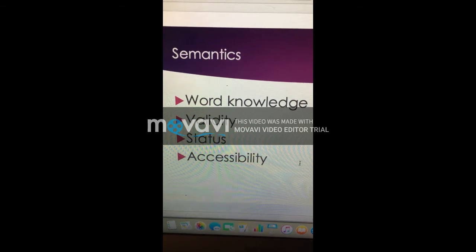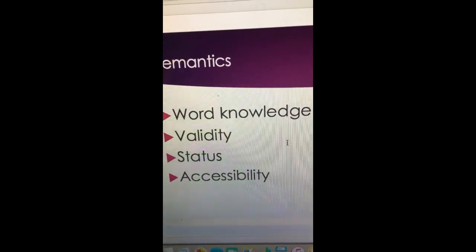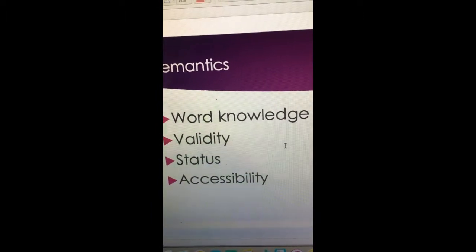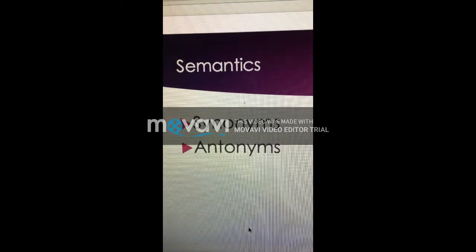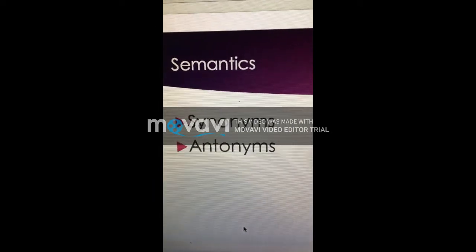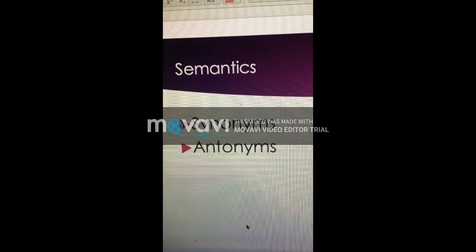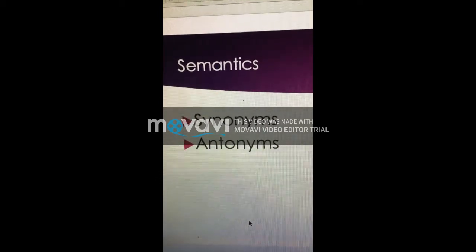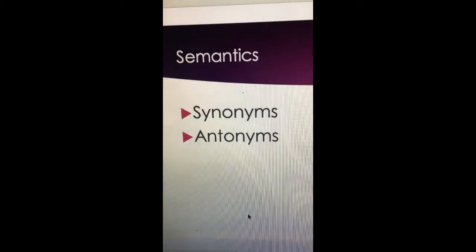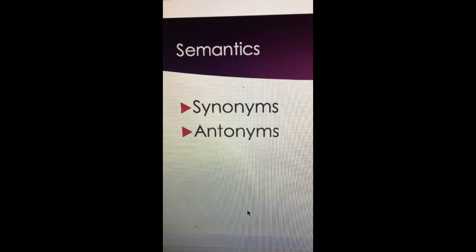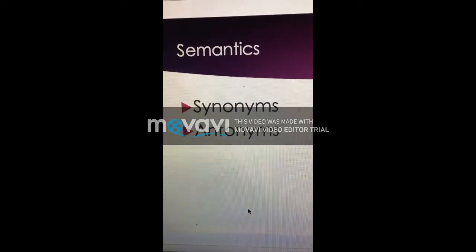Accessibility is the retrieval from memory, which means the more you know about a word and the more you use it, the easier it is to access. With semantics, we also have synonyms and antonyms. Synonyms are 2 words that have similar meanings, and antonyms have the opposite meaning. So synonyms, abuse and misuse, have similar meanings, and antonyms, happy and unhappy, are examples.